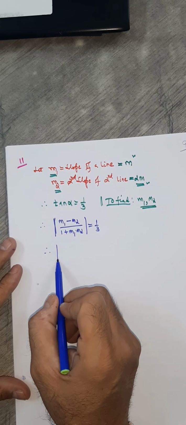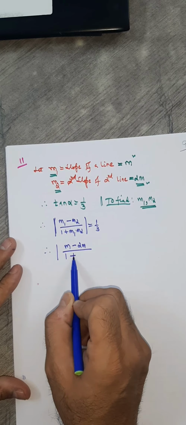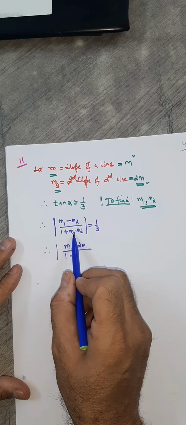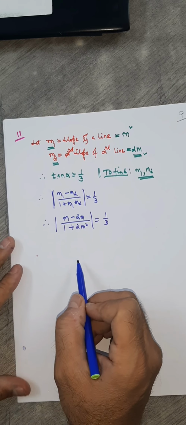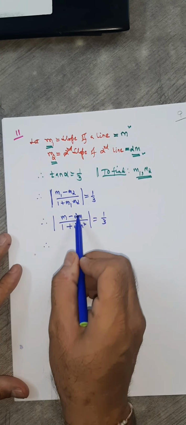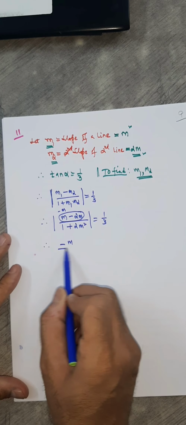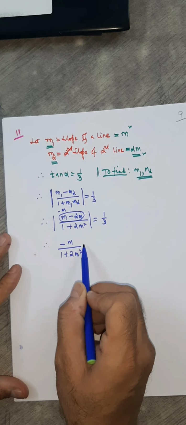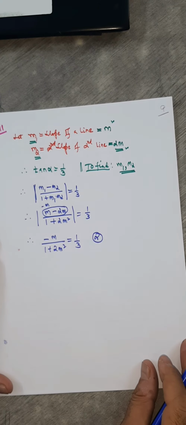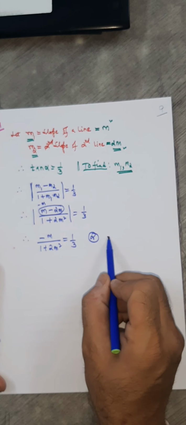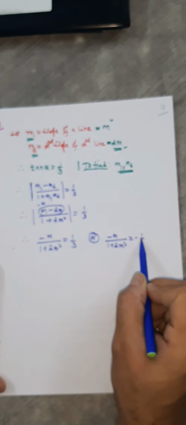So what is m1? That is m minus 2m upon 1 plus, this is nothing but 2m squared, equals 1/3. Now because of the modulus we have here, this is just minus m. We have two possibilities. Minus m upon 1 plus 2m squared equals 1/3. Or what is the other possibility? That is again minus m upon 1 plus 2m squared equals minus 1/3.